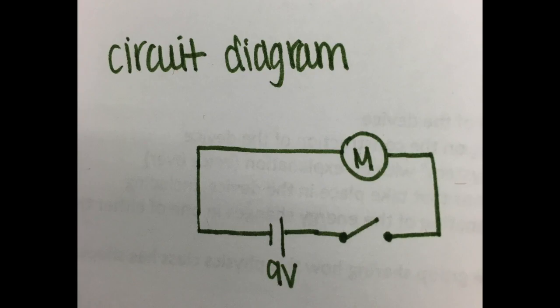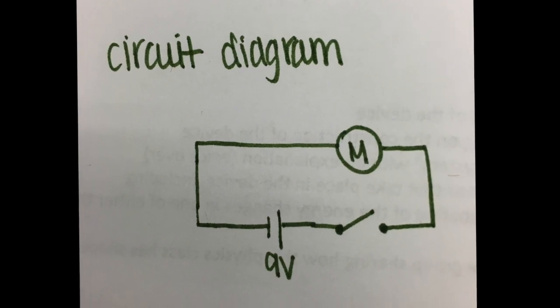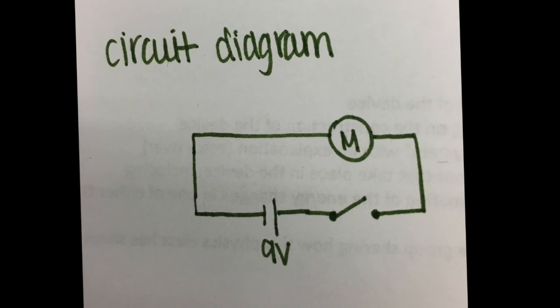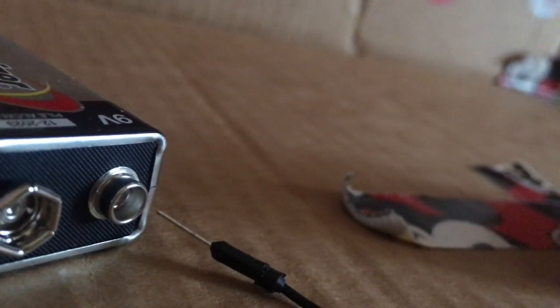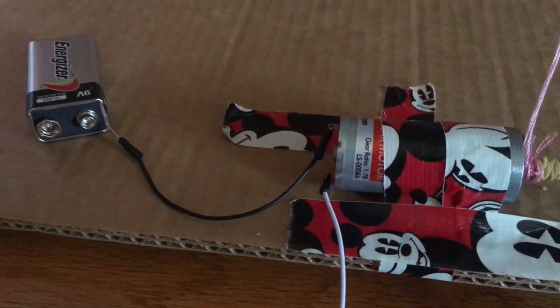In terms of the circuit diagram, the battery, which is around 9 volts, is connected in series with a DC motor, and once the wires, which are copper wire, touch the battery, there is a flow of electrons to the motor, which allows the motor to start rotating.